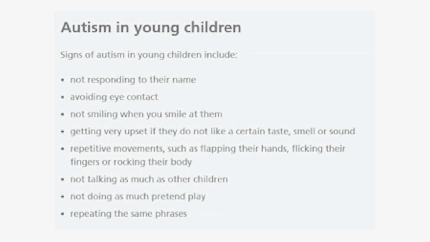Some of the most common symptoms that we see in children who are very young and have ASD are not responding to their name, avoiding eye contact, not smiling when you smile at them, getting very upset if they do not like a certain taste, smell or sound, repetitive movements such as flapping their hands, flicking their fingers or rocking their body, not talking as much as other children, not doing as much pretend play, repeating the same phrases.